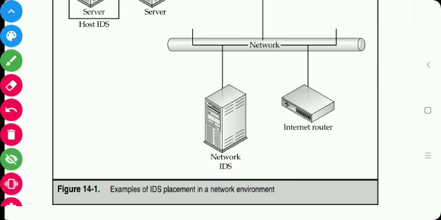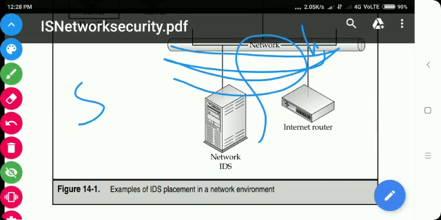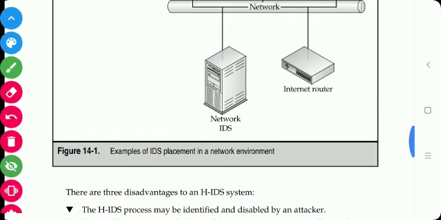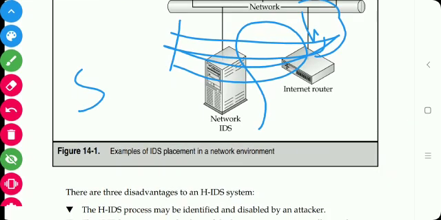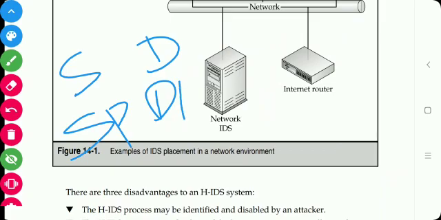The NIDS system also has the capability to specify traffic of interest on the network based on the source address, destination address, source port and destination port.